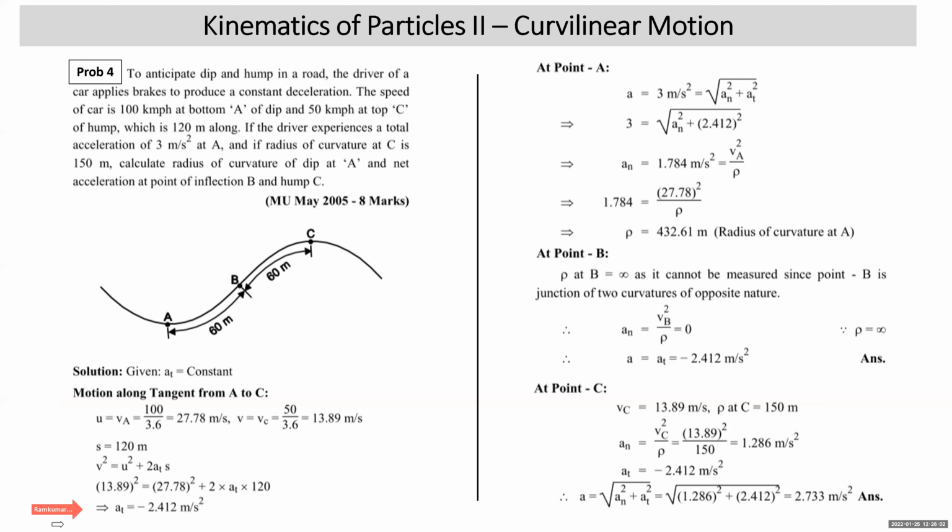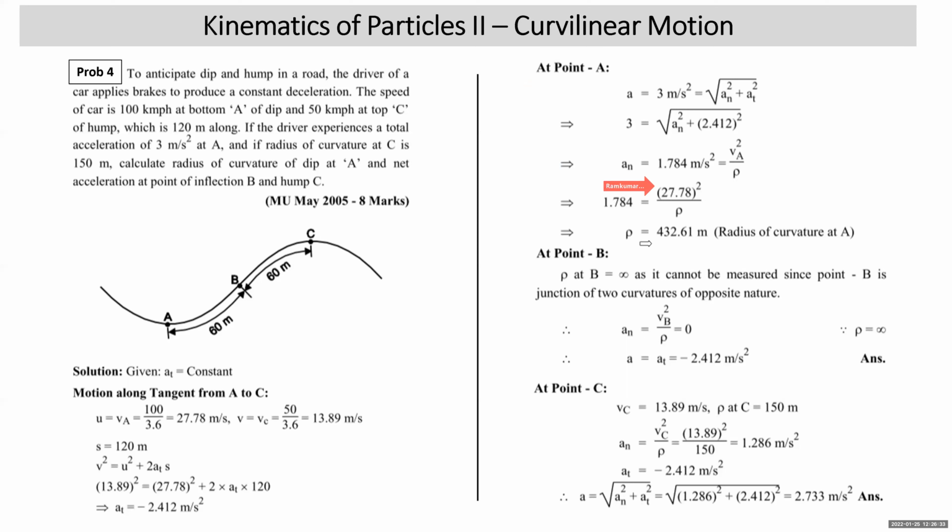That means during the entire motion it is under deceleration, and this is what he has mentioned also in the problem. It produces a constant deceleration. So it is under negative acceleration. Now at point A, what is given? Total acceleration is given, which is equal to square root of an square plus at square. Substitute the value of at that you got, and you get an. An comes at A as 11.784. An is v square upon rho. Substitute the velocity value upon rho. So rho comes out to be 432.61.